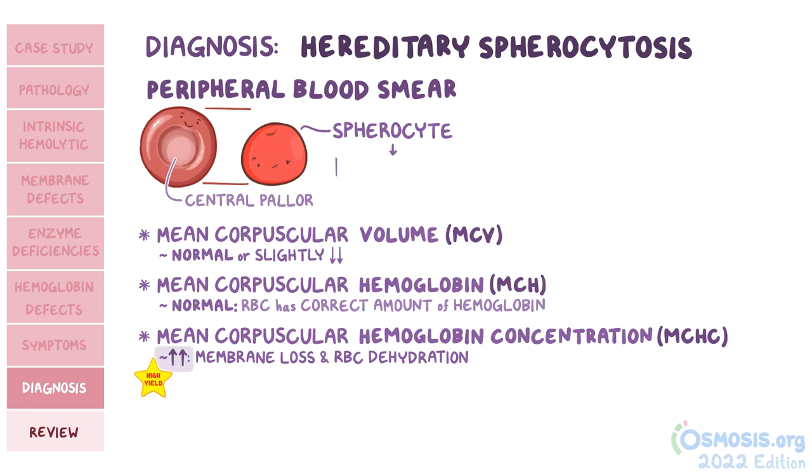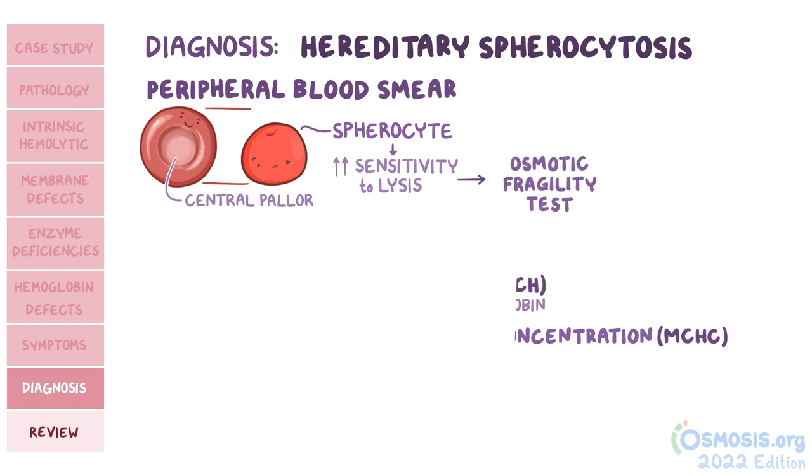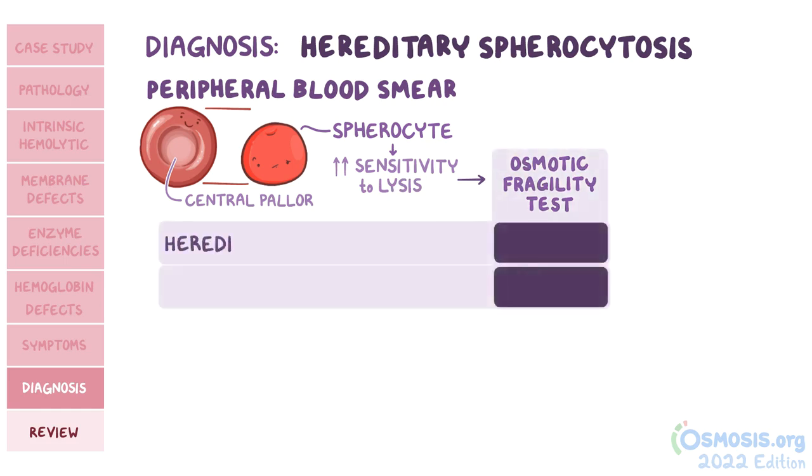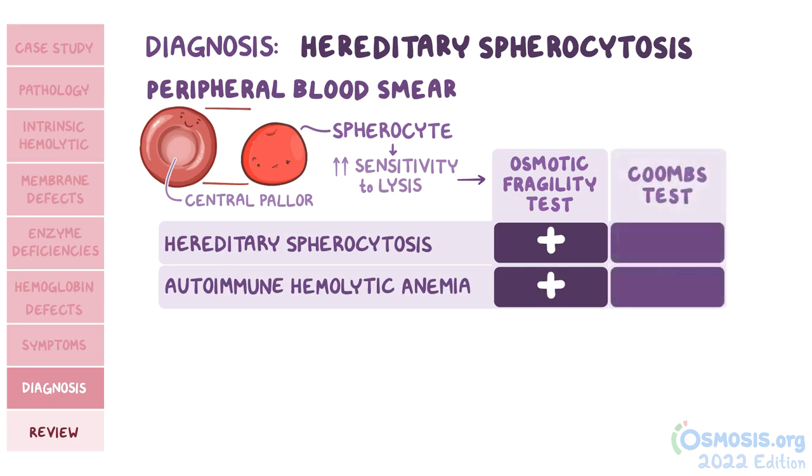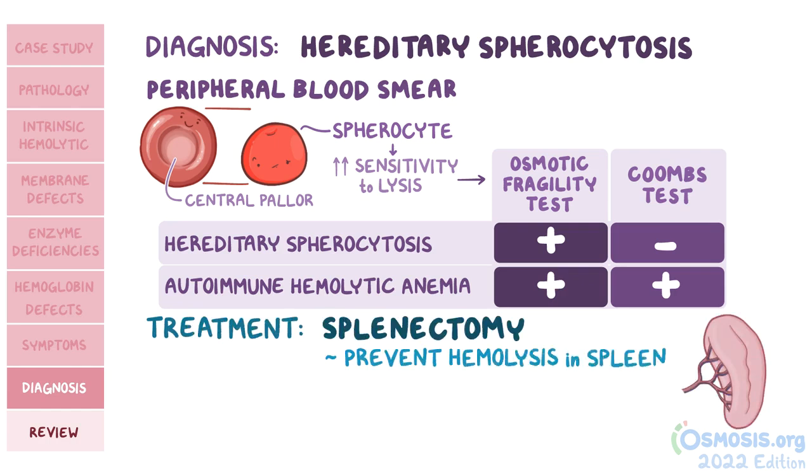Spherocytes also have increased sensitivity to lysis in hypotonic solutions, known as the osmotic fragility test. But it's not specific for hereditary spherocytosis and is also present in autoimmune hemolytic anemia. However, the Coombs test is positive in autoimmune hemolysis and negative in hereditary spherocytosis, which can help distinguish these two disorders. The treatment is splenectomy to prevent hemolysis in the spleen.